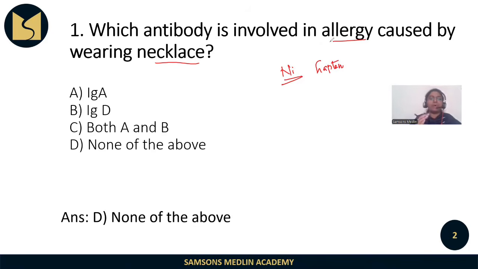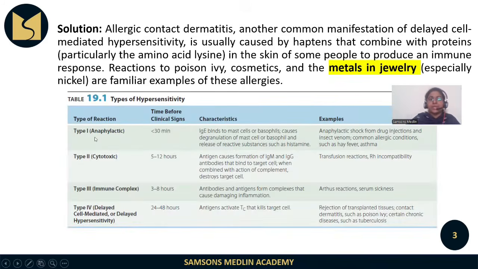Now, we have studied different types of hypersensitivity reactions, right? There are mainly 4 types: type 1, type 2, type 3, and type 4. In this table, you can see the type 1 anaphylactic reactions. It is mainly caused by the antibody IgE, due to the release of a chemical known as histamine. Then type 2 is due to the antibodies IgM and IgG. Type 3 reactions are mainly due to IgG antibodies.